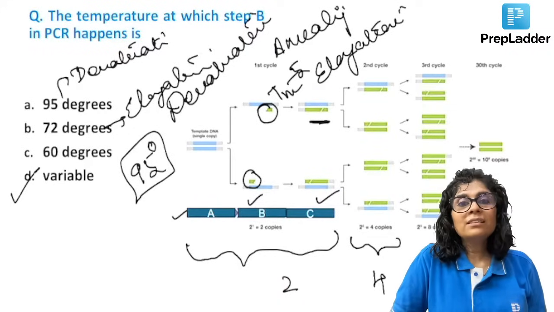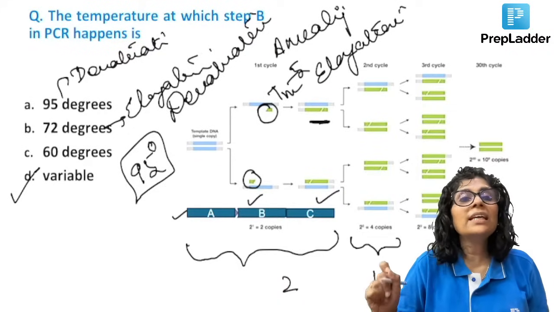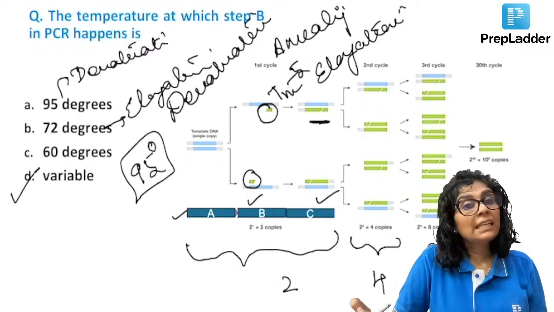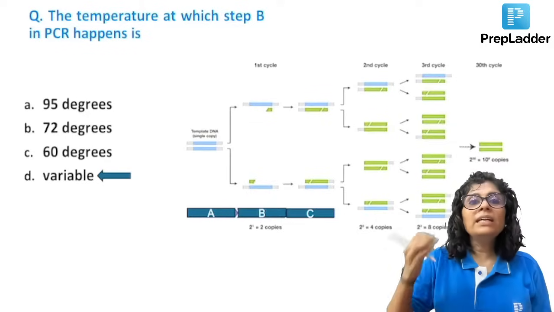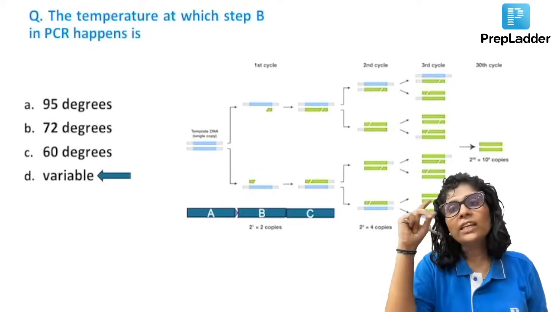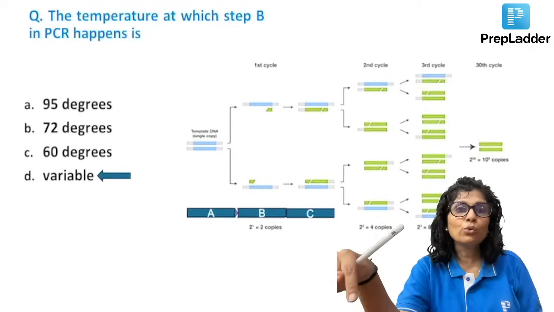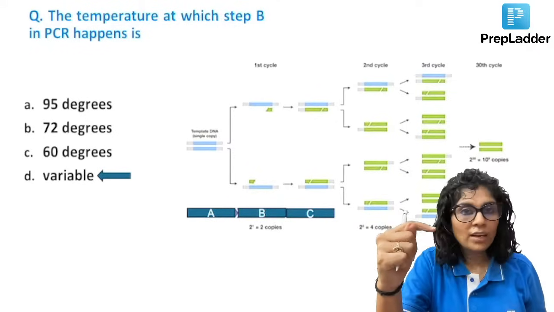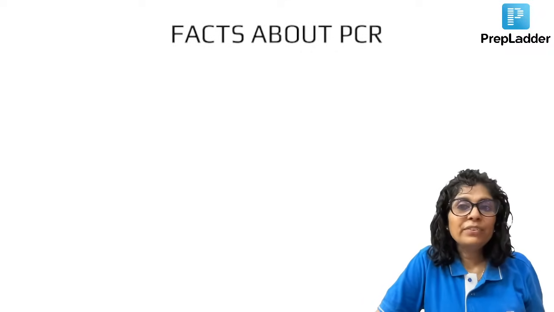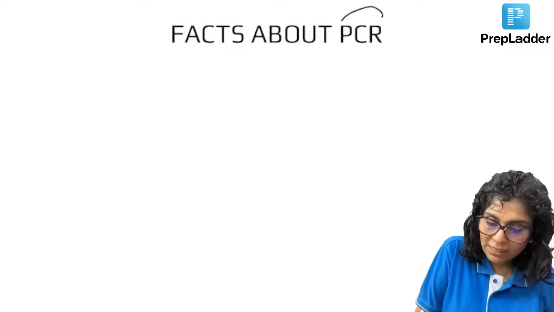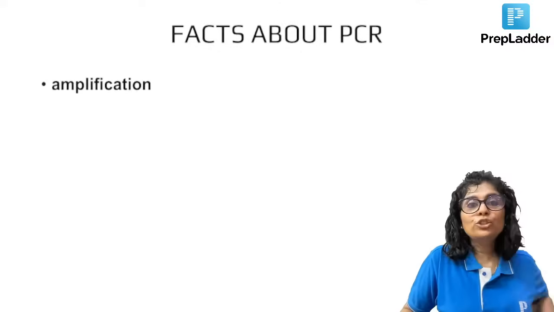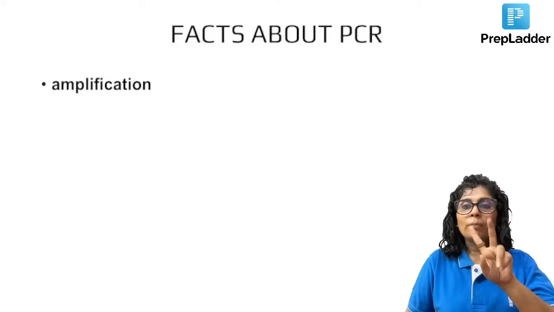So what is the answer here? The temperature at which step B in PCR happens is, step B is annealing. The temperature is variable. So can we learn a bit about PCR? Because based on that, I'm going to show you NEET PG 2024 MCQ and you're going to answer it. So facts about PCR. Can anybody define PCR? What is PCR? PCR is an amplification process. Because didn't I show you that in PCR, from 1 copy you get 2.